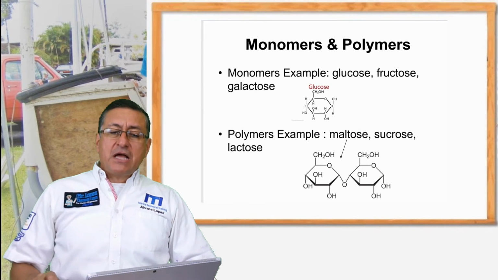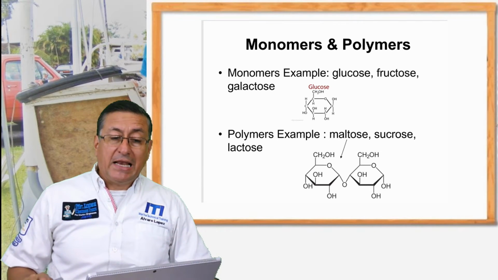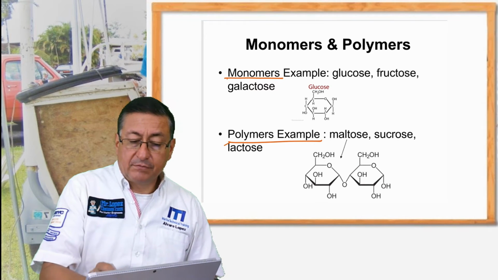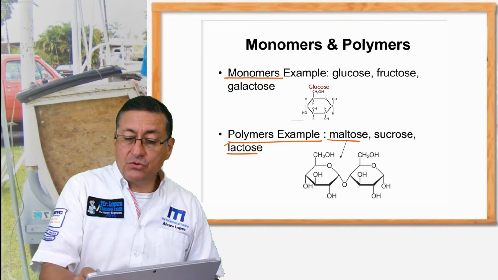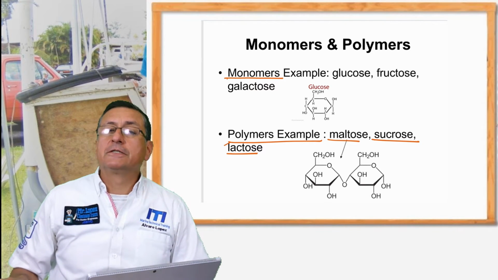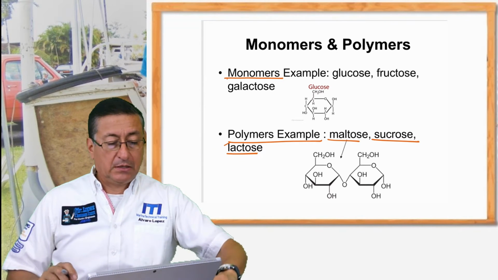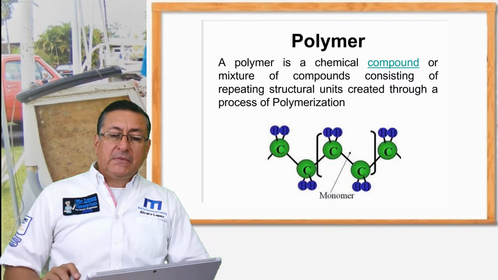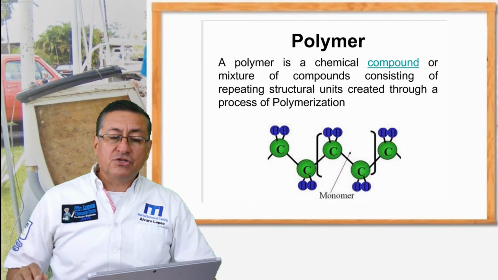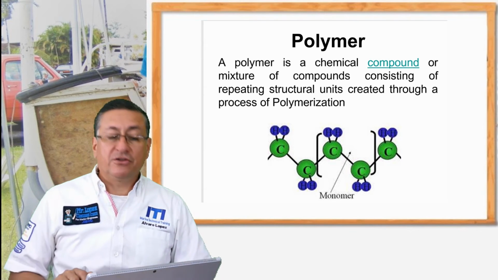Example of monomers and polymers. For example, glucose, fructose, and galactose, those are monomers. And polymers are lactose, maltose, saccharose, those are examples of polymers. The monomers are the blocks and the polymer is the chain. A polymer is a chemical compound or a mixture of compounds consisting of a repeating structural unit created by the process of polymerization.